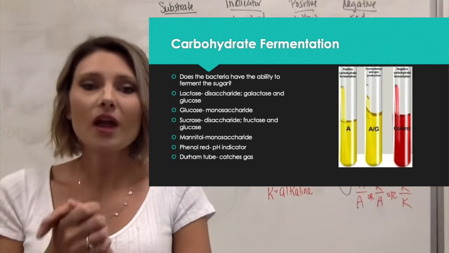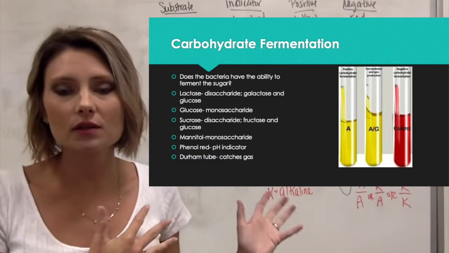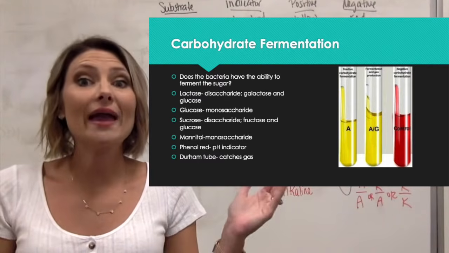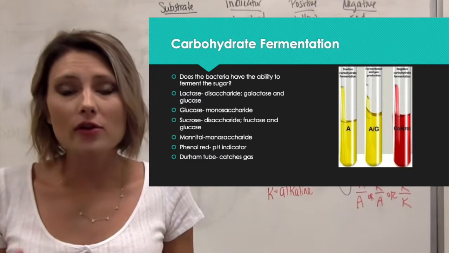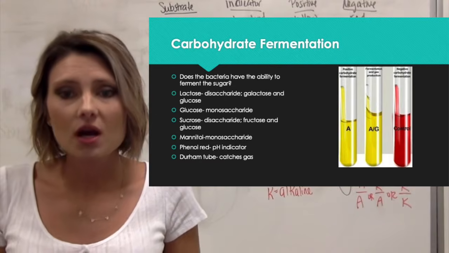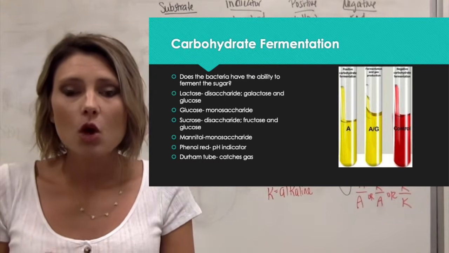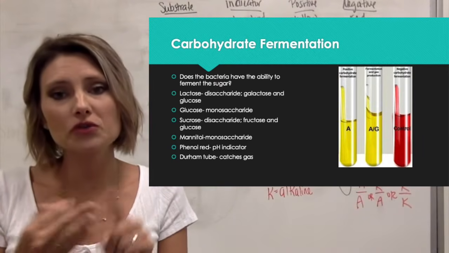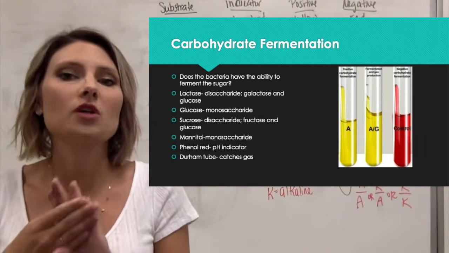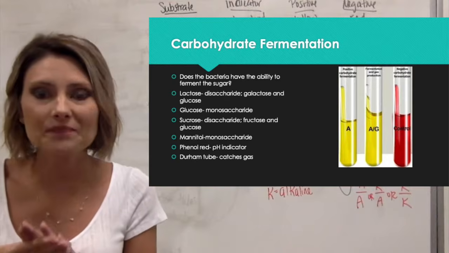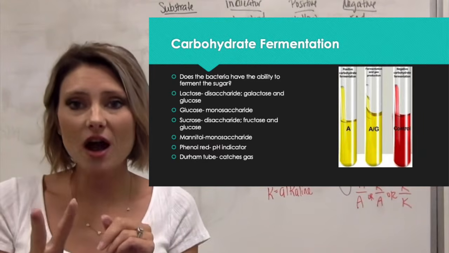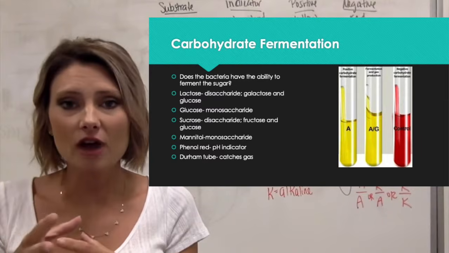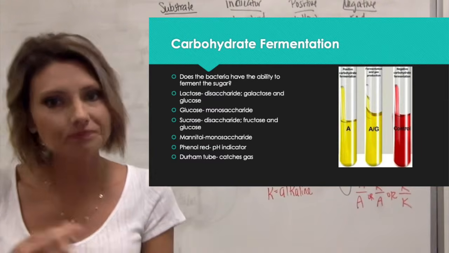So I've set up kind of a little mini chart. Looks kind of similar to the ones for the selective and differential media. It's just way less complicated. So our substrate for these carbs are 4 different ones. We have 4 different sugars: lactose, glucose, sucrose, and mannitol. So those are the 4 carbs that we're going to be testing in our lab. We have 2 disaccharides and 2 monosaccharides. The 2 monosaccharides are glucose and mannitol.